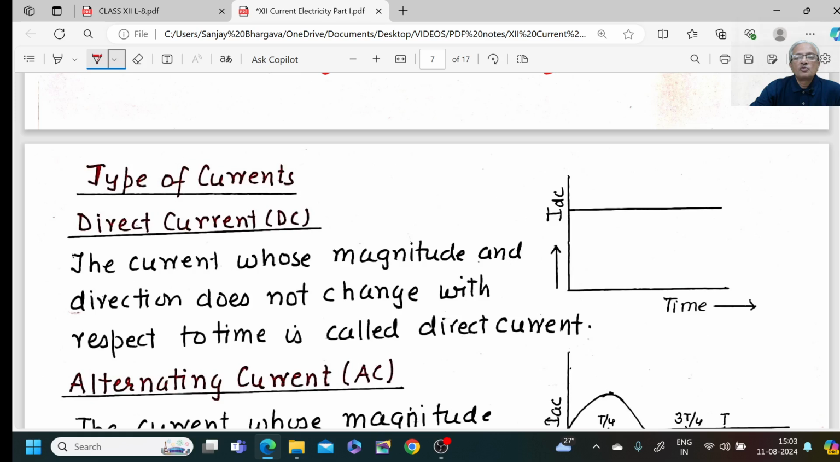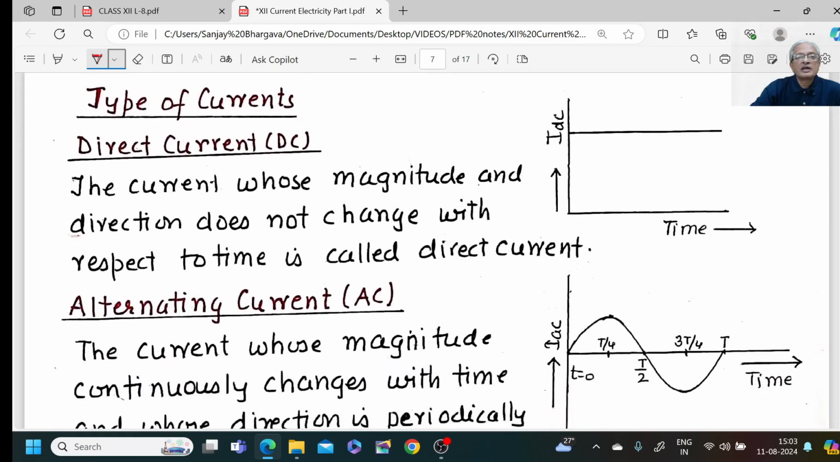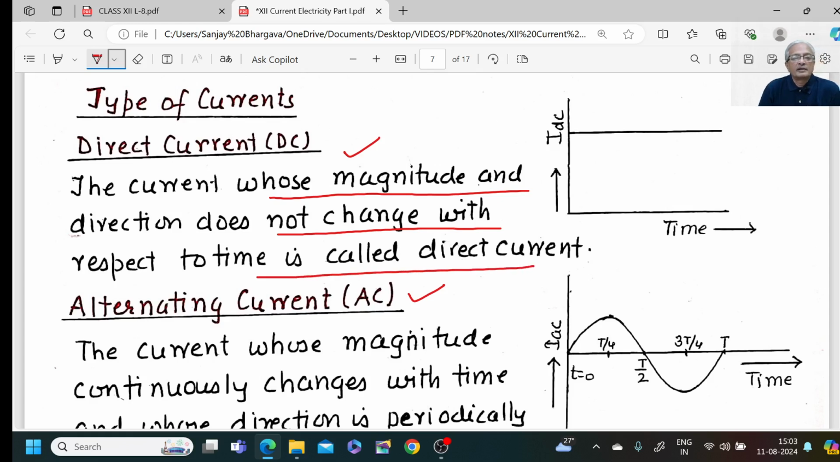Now let us come to the different types of currents that we know. There are two types of current. One is called the direct current and the other is called the alternating current. The current whose magnitude and direction do not change with respect to time is called direct current. Here we are plotting the direct current with respect to time, and see the magnitude and the direction of the current do not change with respect to time.